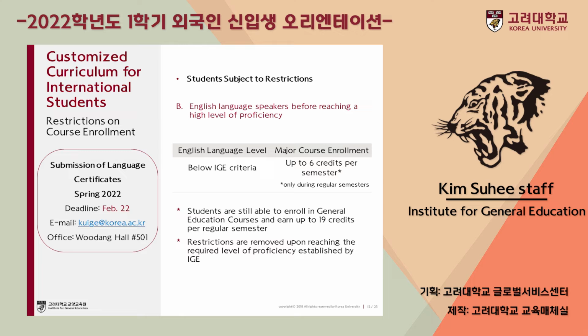Starting in 2022, students with high English language proficiency will not be restricted from taking major courses taught in English. Students are informed via email before the start of the semester about the exact language level they need to achieve to be able to register for major courses without restrictions. So, if you have additional language certificates to prove your English proficiency, please submit the paper by the 22nd of February by email, or your restriction will stay in place.